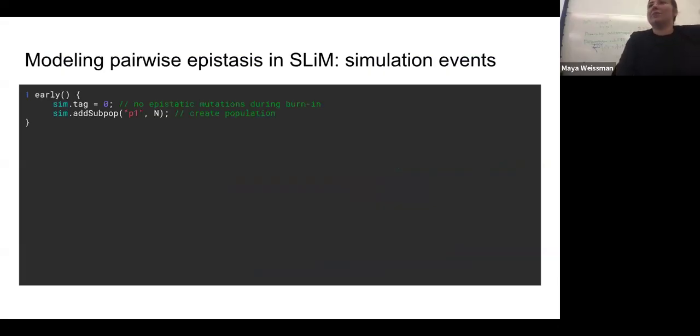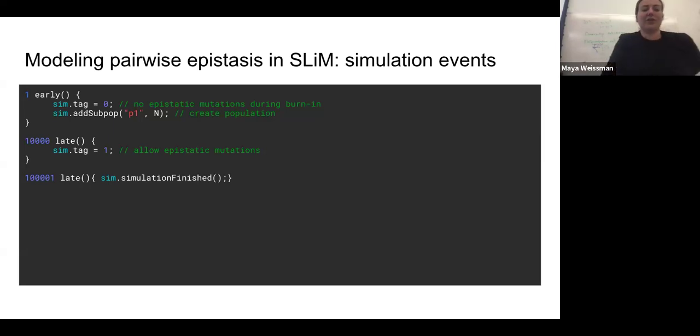Now, here I am still including burn-in. And then I'm allowing epistatic mutations. And then I ended the simulation after a certain number of generations. The epistasis part comes in with mutation effect M3. This is different than mutation M3, which is where we used the sim tags. Mutation effect, we're specifically modifying just the fitness.